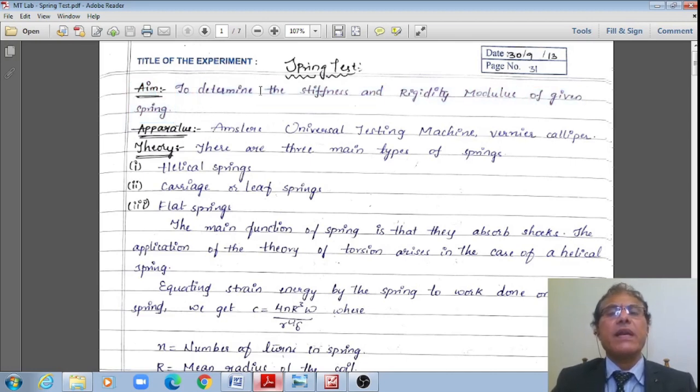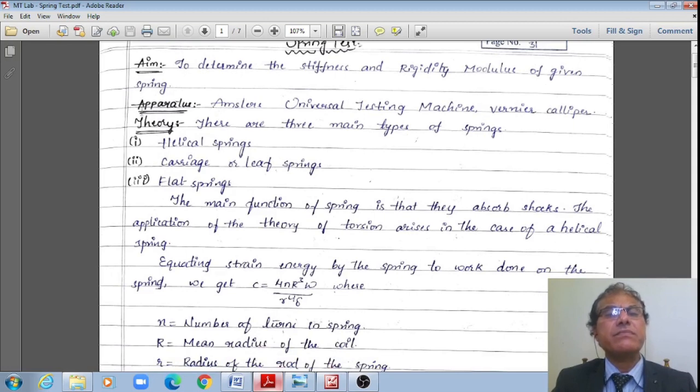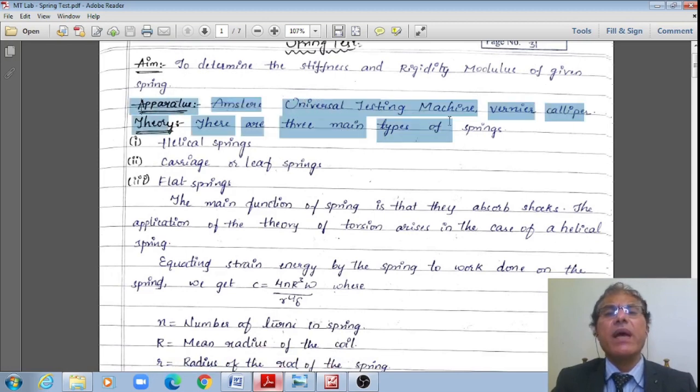However, we'll conduct the experiment using this spring subjected to a compression force. What is the apparatus required? We have the AMSA's universal testing machine for conducting this experiment, as well as vernier calipers for measuring the diameter of the spring specimen.